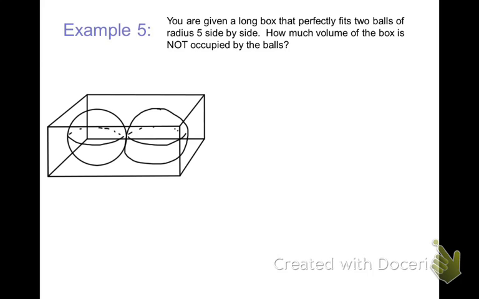So how do I find that volume that's not occupied by the balls? Yep, so what we want to do is find the volume of the balls and subtract them from the volume of the box. In other words, we're going to do volume of the box, and we're going to subtract 2 volumes of the sphere, right? So in order to find the volume of the box, what do I need to know that I don't know quite yet?